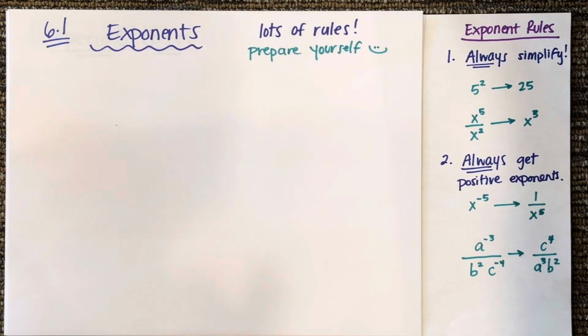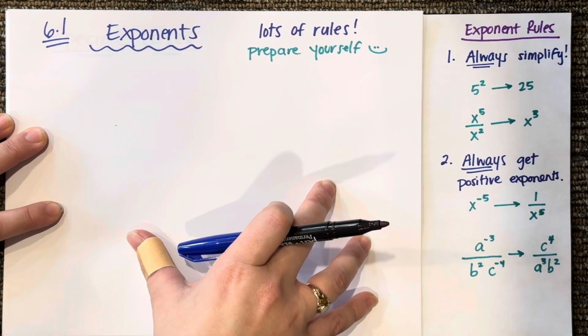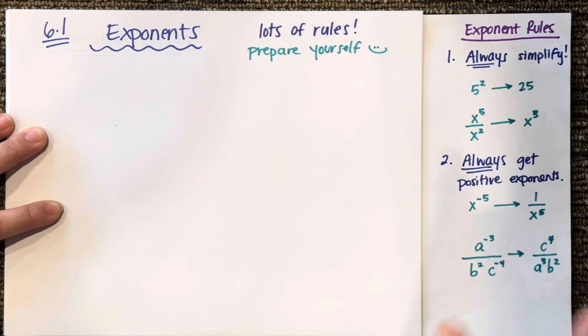Okay, so chapter 6.1 is exponents. And I'm gonna be real with you, there are a lot of rules, okay? We go through a whole bunch of different ways to deal with exponents. And it's really important that you understand all these rules because eventually you're gonna have to simplify and do all of this so that you can apply it and graph this stuff, okay?